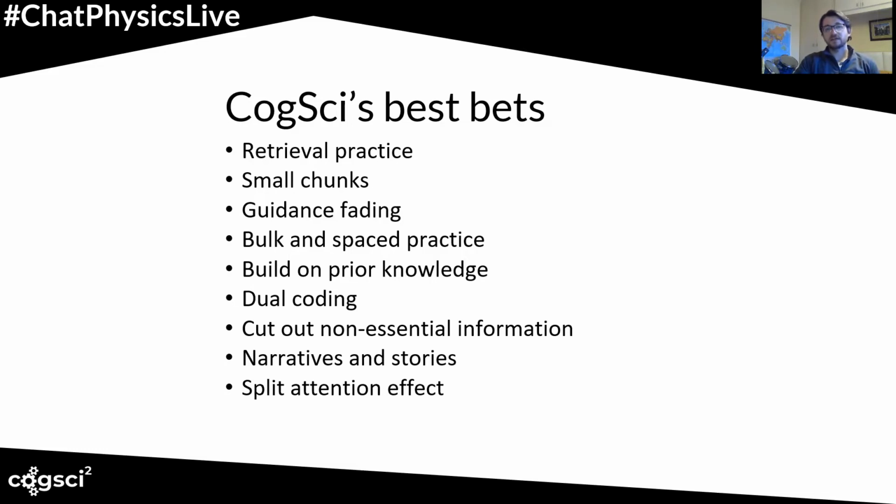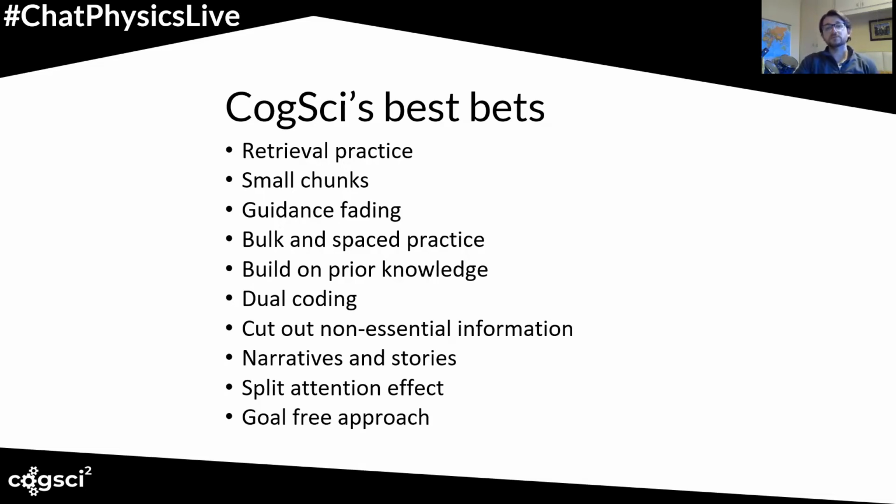The split attention effect occurs in resources when the text and the image are not joined together. So if you have a diagram, label the diagram with the relevant text. Don't have it in a key, 1, 2, 3, 4, and then down the side, because every time a student has to move their eyes from one thing to the other, they will lose some of the information.